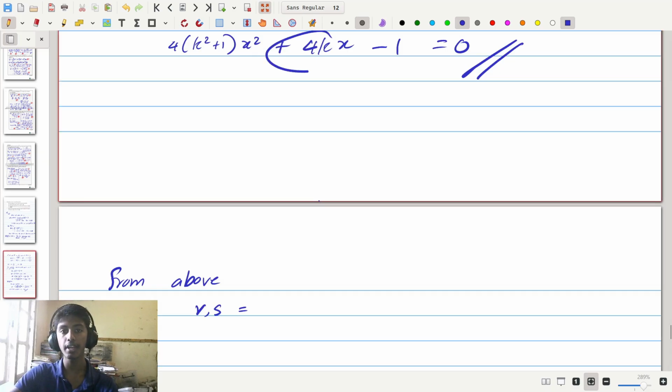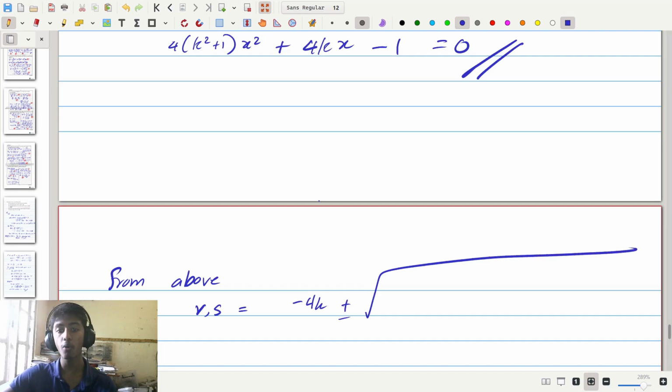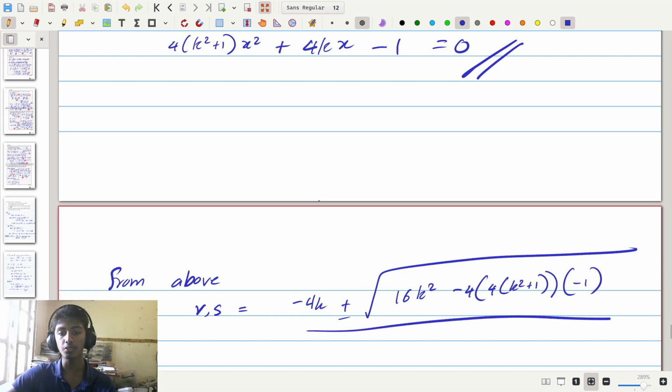Which is going to be negative 4k, so minus 4k, plus or minus the square root of b squared minus 4ac, which is 4k squared, which is 16k squared, minus 4 times a, which is 4 times k squared plus 1, times c, which is equal to negative 1, and all divided by 2a, which is 2 times 4 times k squared plus 1.